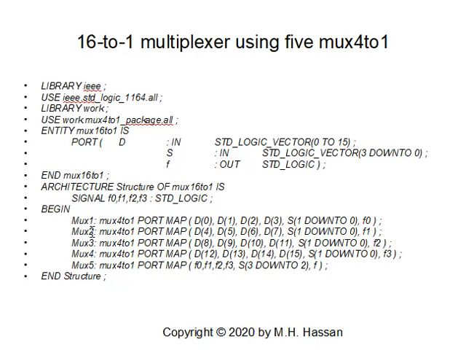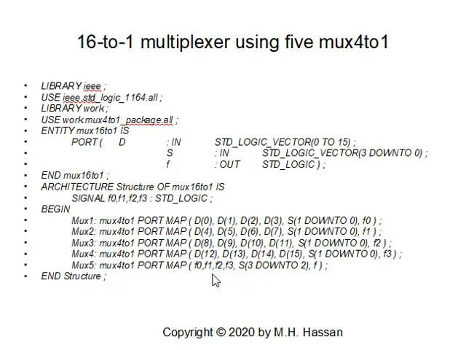Now for multiplexer 1, we have D0, D1, D2, D3, and the select signal 1 down to 0, 2 bits. Those are the least significant bits. And the output will be F0. The same thing with multiplexer 2: the output will be F1. The same thing with the other multiplexers: the output will be F2 and F3.